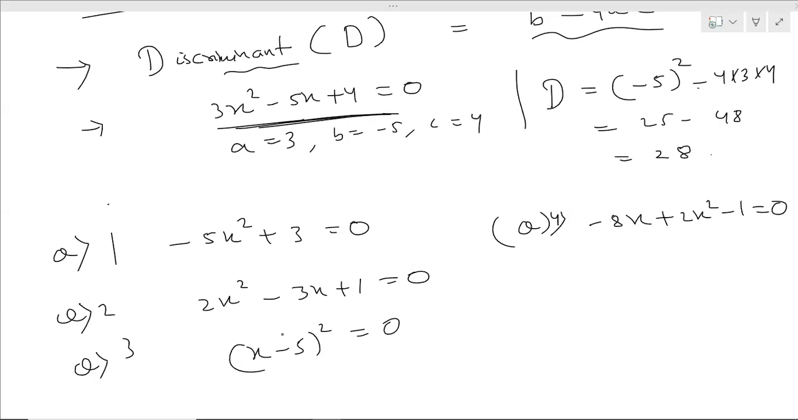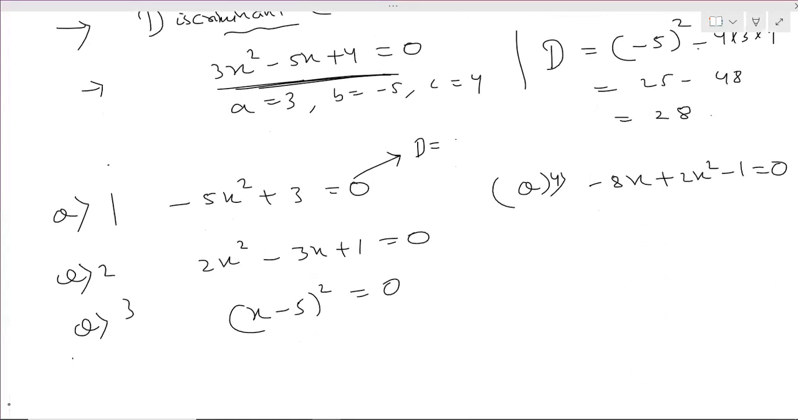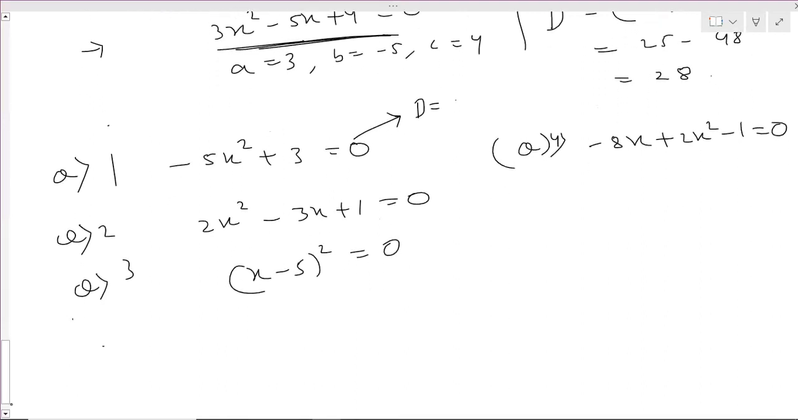All right, here discriminant is, in the first one, 25. How is it 25? Because I took minus 5x square plus 3 minus 0 equal to 0. Okay, let's see. Minus 5x square plus 3 equals 0.